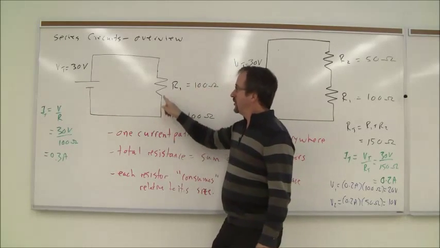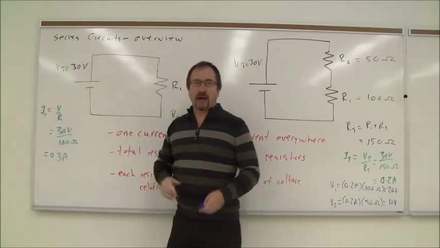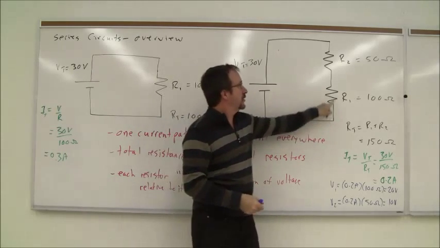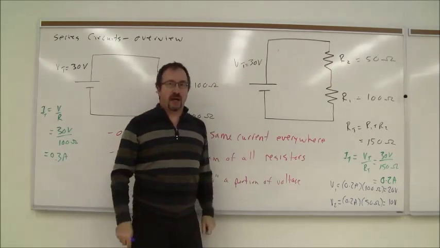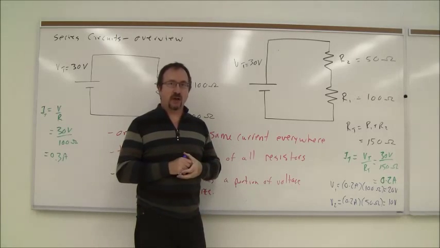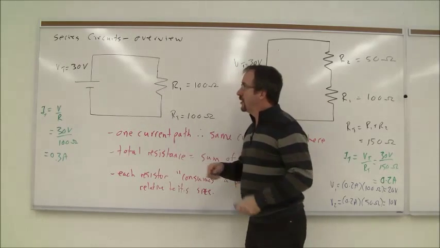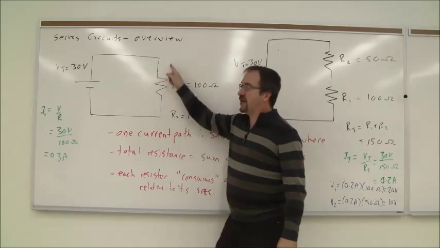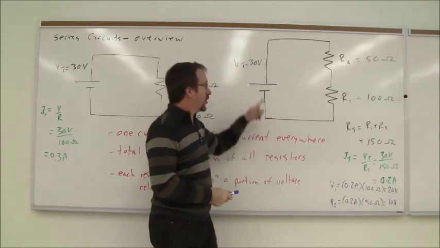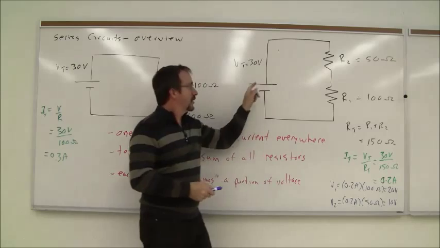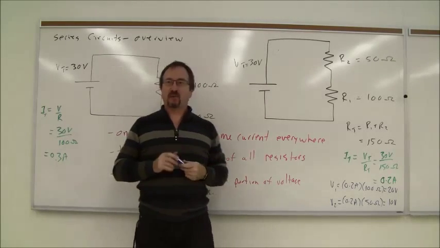So in this case, that's the only path. In this case, this is the only path. So there's only one way for the current to go. As a result, the current is the same everywhere in the circuit. No matter where you look in the circuit, the current is always the same everywhere in that circuit.